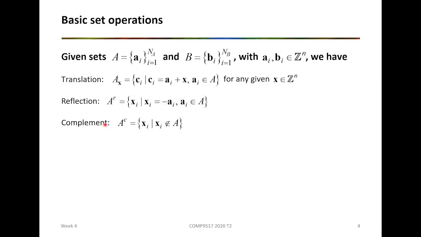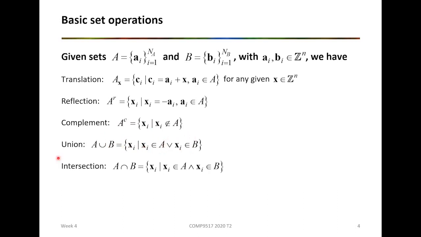Then the complement, A superscript C, that's the set of all points, coordinates, pixels that are not in A within the image domain. Then you've got the union. If you've got two sets, you can take the union of the sets, which are all the pixels that are either in A or in B or in both. Of course, you can also compute then the intersection. That's all the pixels that are in A and in B.